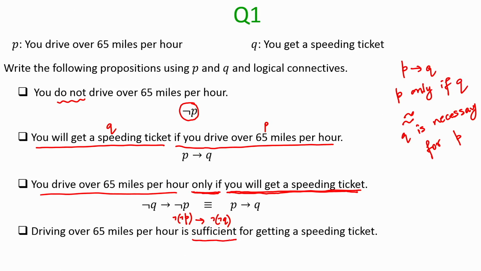That means whatever is there before your sufficient part, that is your if statement. If you ensure that, then whatever is there after sufficient will be ensured, that will happen. So, this is equivalent to p implies q. So, this is a very simple straightforward question.